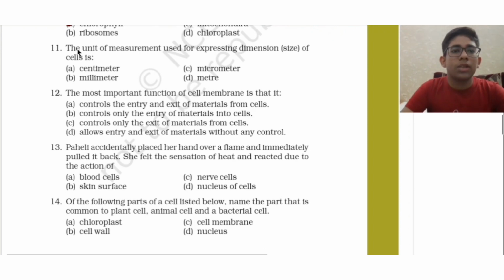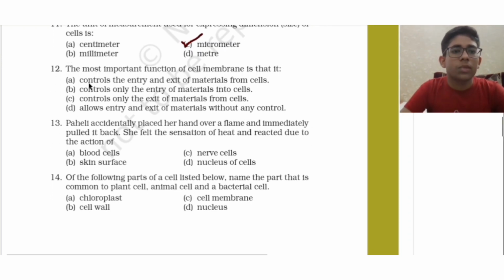The next question, the unit of measurement used for expressing dimension, that is size of the cell, is. So we know that most of the cells are microscopic and they cannot be seen or measured by the regular scale we use. So they are seen with the help of microscope and they are measured in the micrometer unit. So this is a fact-based question. We have to learn it.